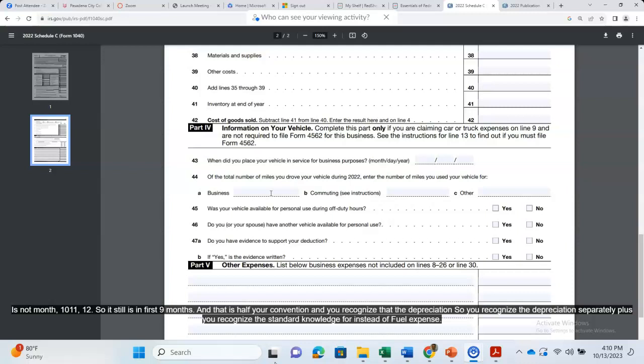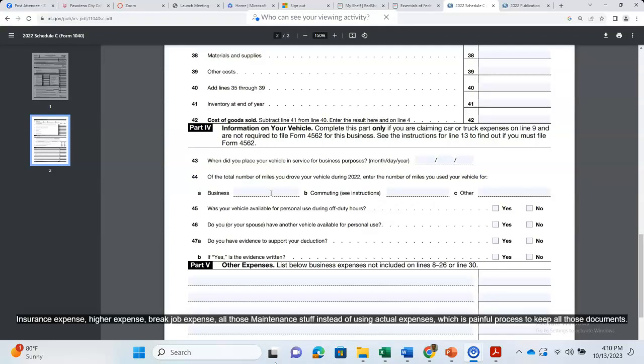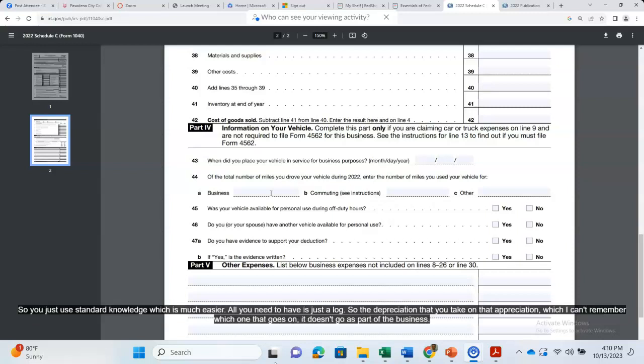So you recognize the depreciation separately, plus you recognize the standard mileage instead of fuel expense, insurance expense, tire expense, brake job expense, all those maintenance stuff instead of using actual expenses, which is a painful process to keep all those documents. So you just use standard mileage, which is much easier. All you need to have is just a log.